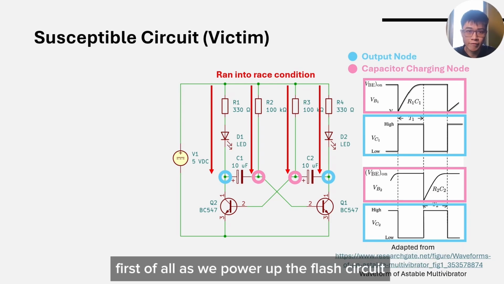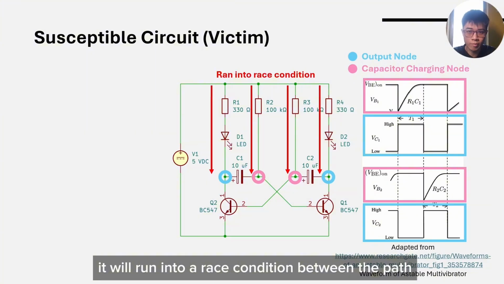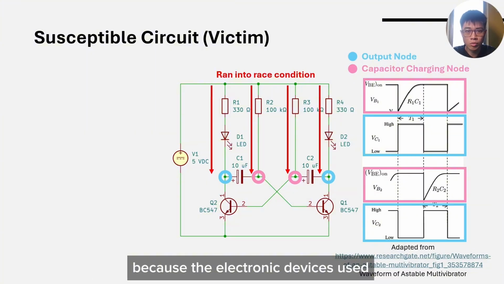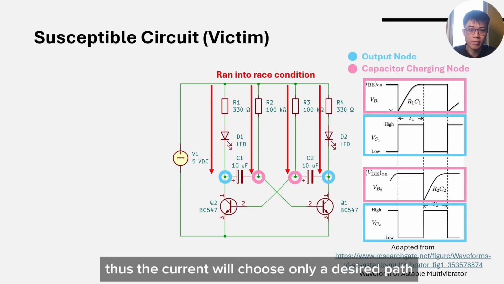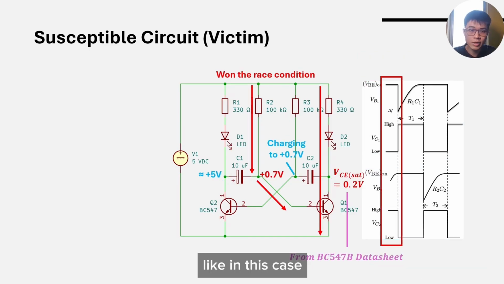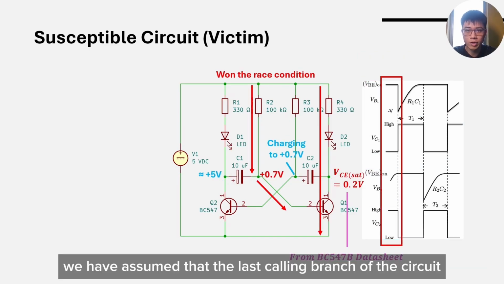First of all, as we power up the flasher circuit, it will run into a race condition between the paths, because the electronic devices used, like the resistors and the transistors, are not perfectly identical. Thus the current will choose only one path to start the operation of the circuit. In this case, we have assumed that the last column branch of the circuit won the race condition.